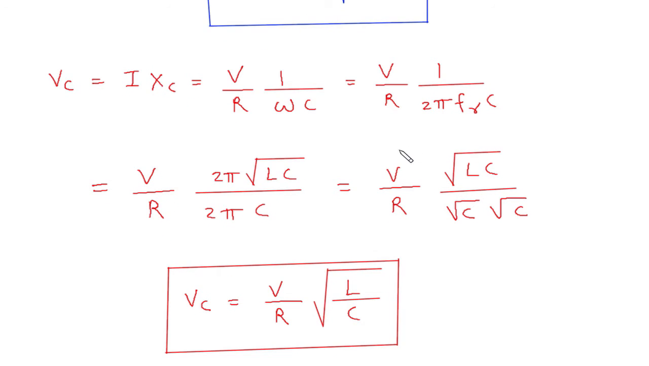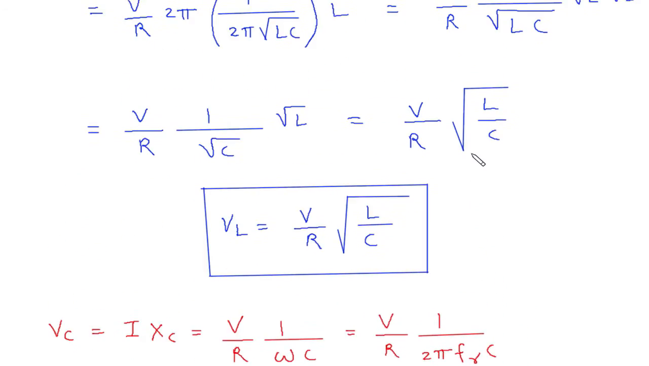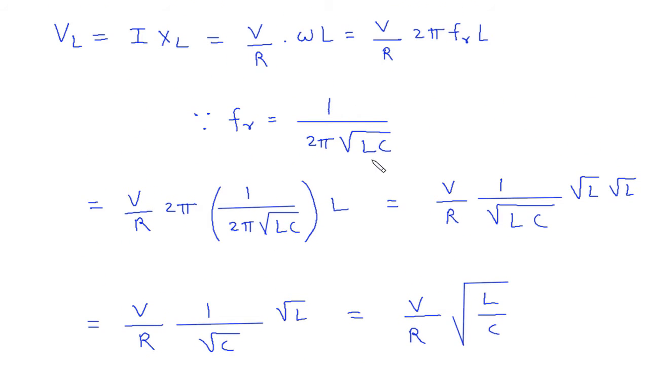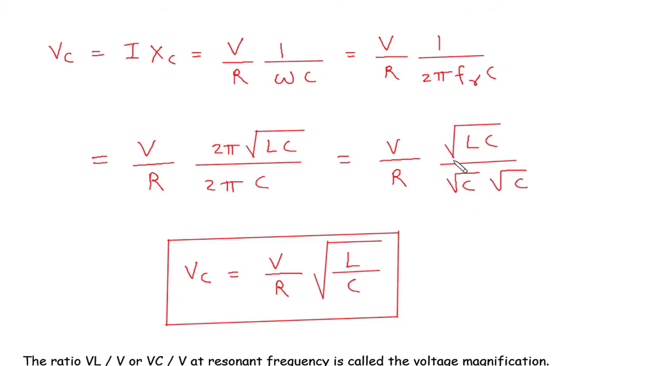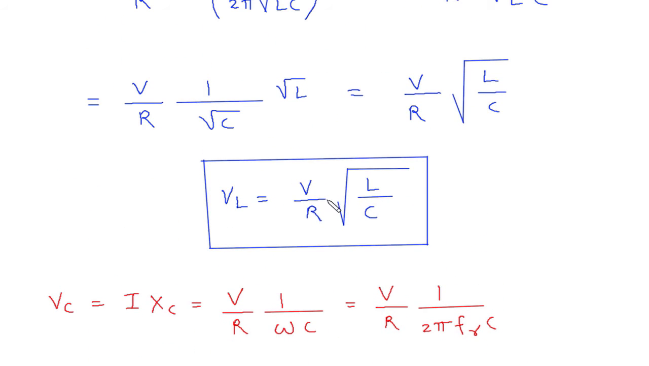Now again we will replace this Fr by the formula 1 upon 2 pi under root LC. So this will be V by R, 2 pi under root LC divided by 2 pi C, which is V by R under root of LC divided by C, where C can be written as under root of C into under root of C. If we simplify this, again we get the same value: VC is equal to V by R under root of L by C. Here also the value is the same, V by R under root of L by C.